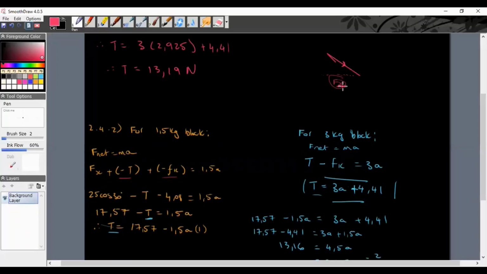So that's why you calculate the Fx component, only if your applied force is at an angle. If the applied force is applied in the horizontal direction, then you don't have to do that, of course.